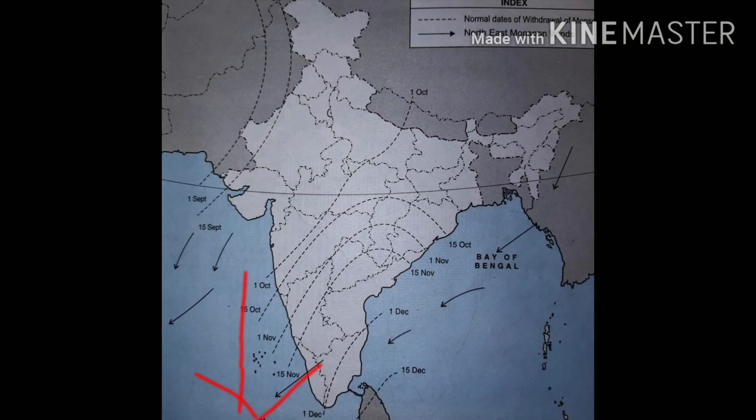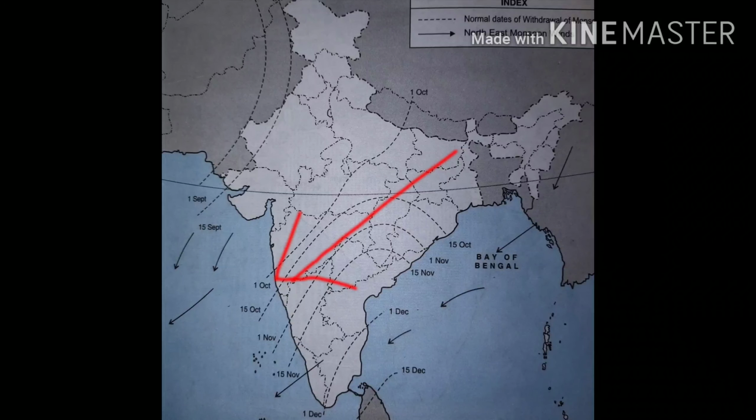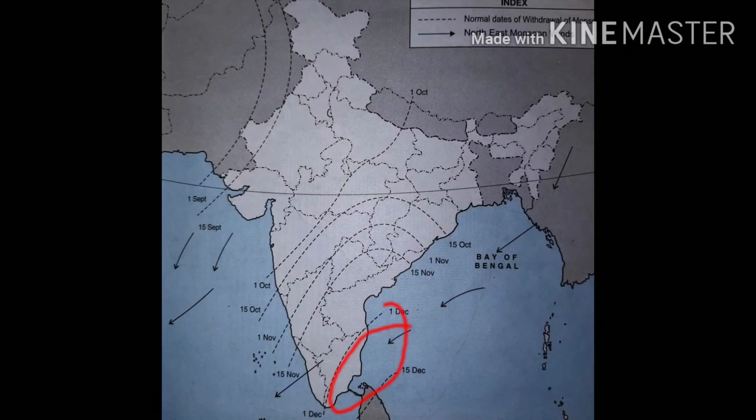Therefore winds start to flow from India to the southern hemisphere, from northeast of India to the southwest. Therefore these winds are called northeast monsoon wind. Most of these winds do not produce rainfall in India. In most parts they do not produce rainfall, but in the Tamil Nadu region they produce rainfall in the months of December. Therefore in the map it can be shown in this manner.